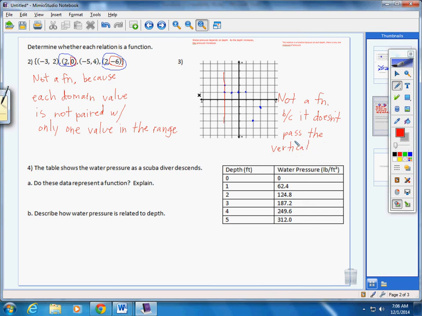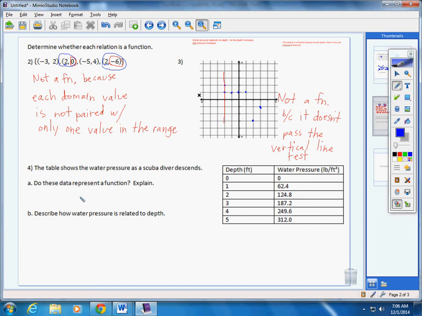Alright, we're doing alright here, people. Got one more to go. Doesn't pass the vertical line test. Alright. We'll talk a little bit more about that tomorrow as well.